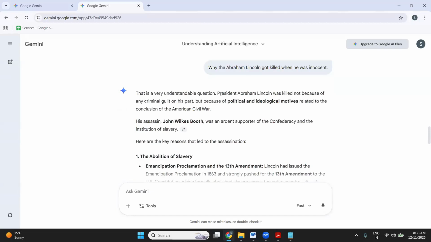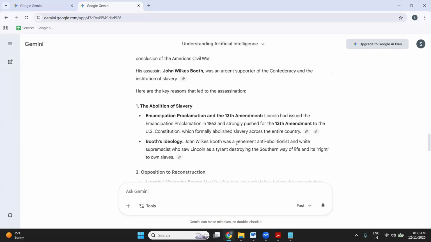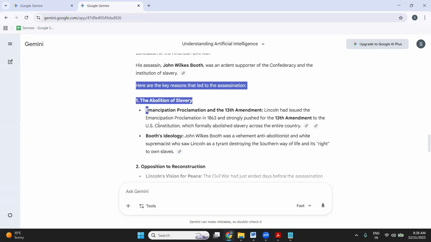What is it saying? President Abraham Lincoln was killed not because of any criminal guilt on his part, but because of political reasons. See, it actually took my sentence and it is stressing on this part. I wrote why he got killed when he was innocent. So LLMs start using that particular context only. That is how LLMs behave. And after that, it is adding all the rest of the key content that it pulled.